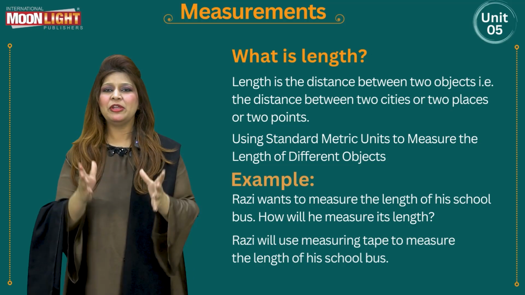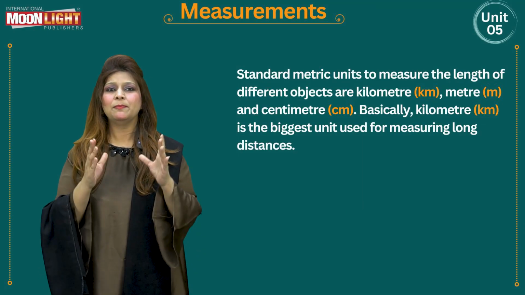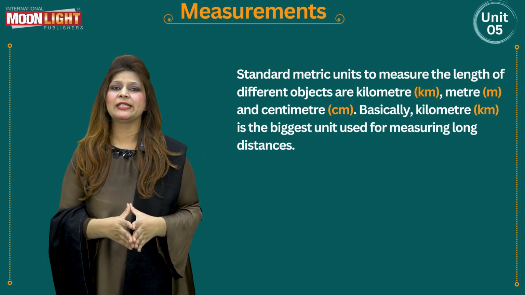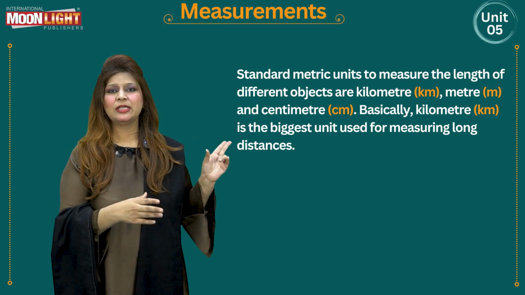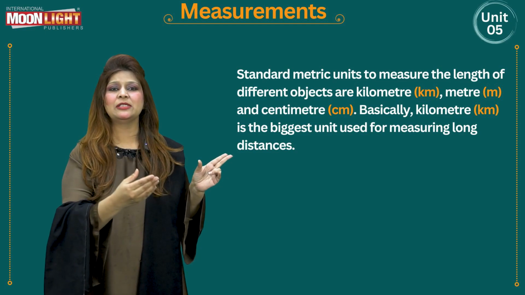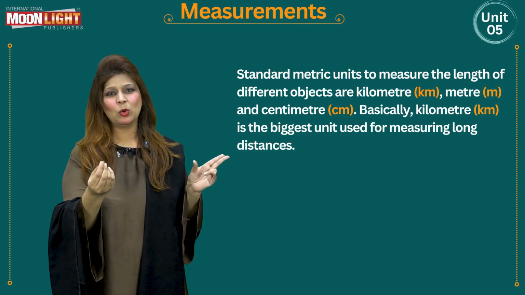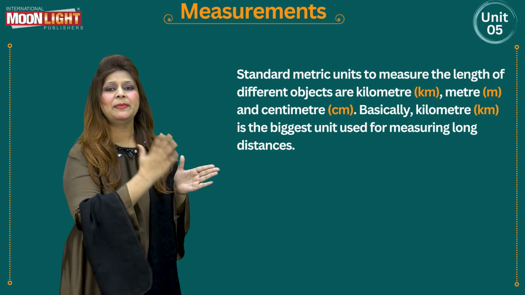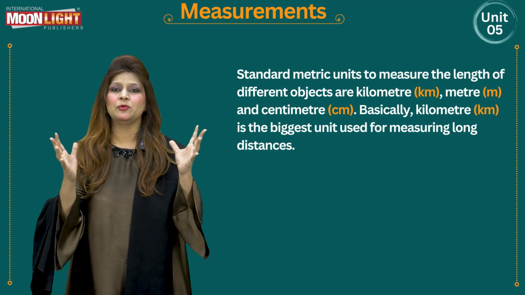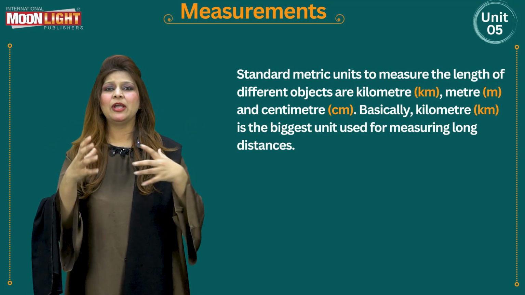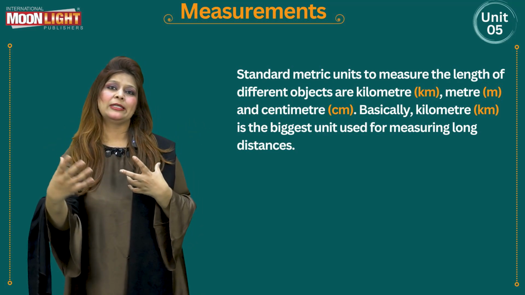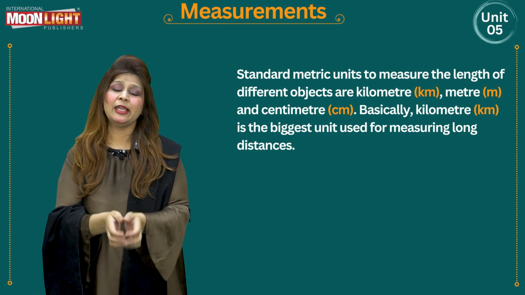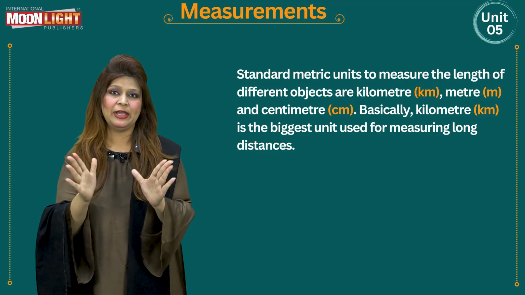So right now we have some standard units for this. Standard metric units to measure the length of different objects are kilometer, written as km with small k, small m; meter, written as only small m; and centimeter, written with small c and small m. Basically, kilometer is the biggest unit. Got it? And we are going to use it for long distances. We are going to remember some standard things which are really very important, guys.